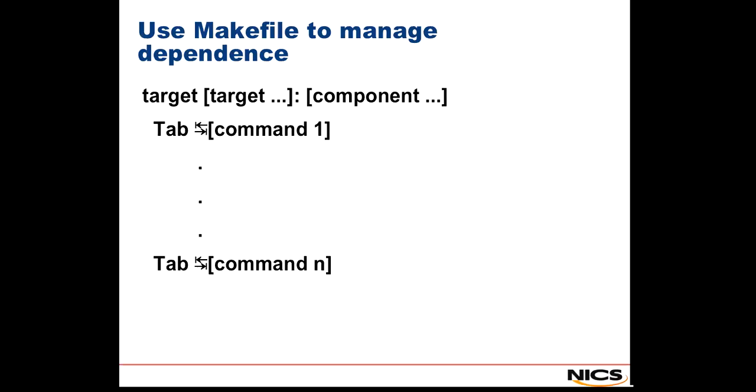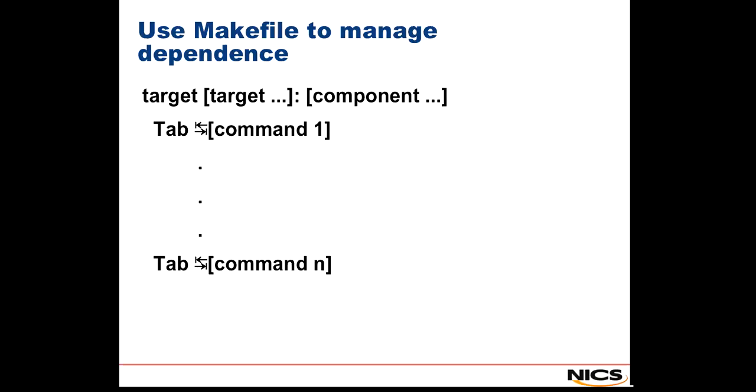It will appear on the first line on the left side of the column, which means this is the target you eventually want to have. And on the right side of the column, it's called component, or dependence, which is telling the make system that in order to have your target, what you have on the left-hand side of the column, first you need to have what's listed on the right side, under the component.